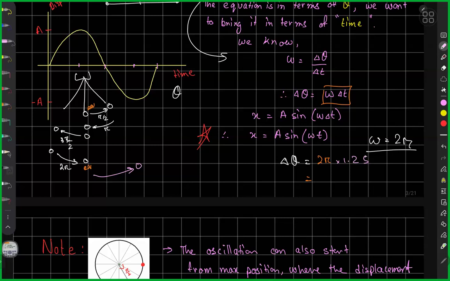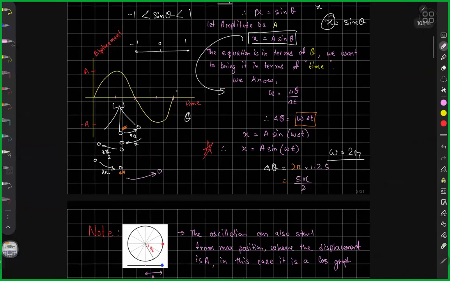5 over 2 pi. Yes. 5 pi over 2. Right? So what is happening over here? Now the conversation becomes you extend this graph. You extend this graph over here.